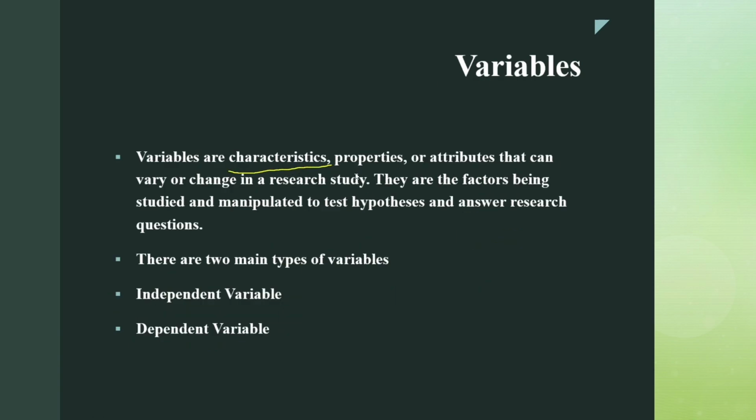Next, what are variables? Variables are basically the characters or the properties, attributes that can vary or change in a research study, and they're the factors that are being studied and manipulated to test hypothesis and answer the research question. So variables are basically whatever the properties or the characters that are given for a study, and these variables can be used for testing of the hypothesis or to address some research problem.